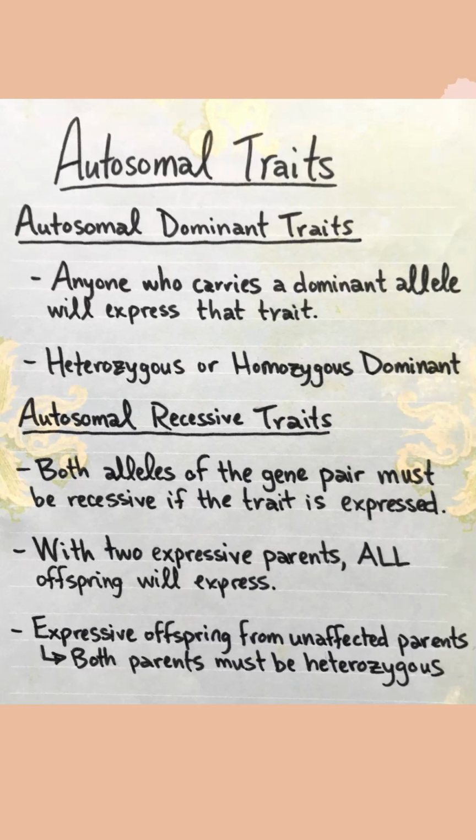If you have expressive offspring come from 2 non-expressive parents, then both of those parents must be heterozygous for that trait, because both of them had to be able to pass on that recessive allele to that offspring.